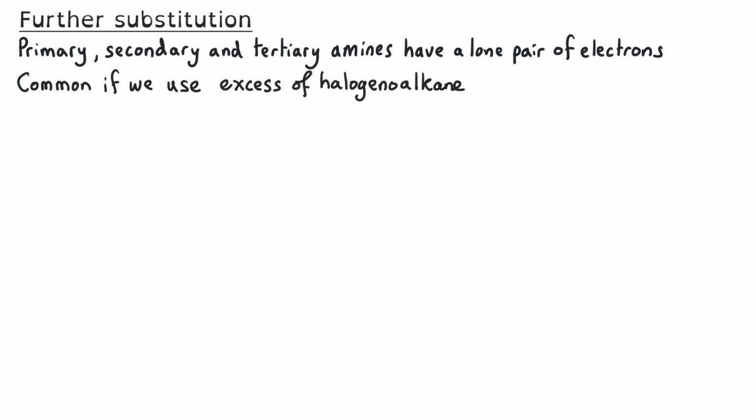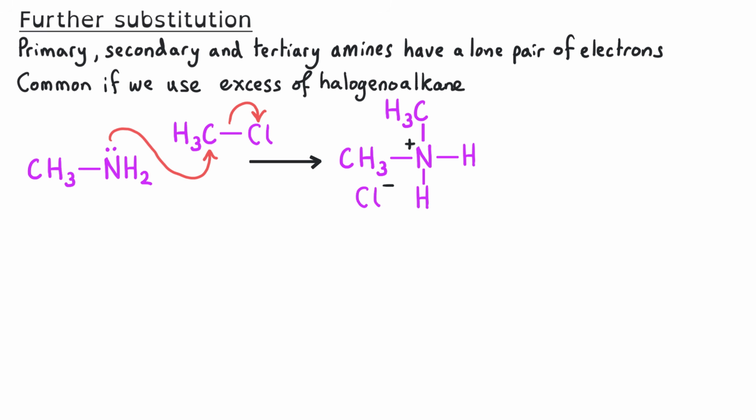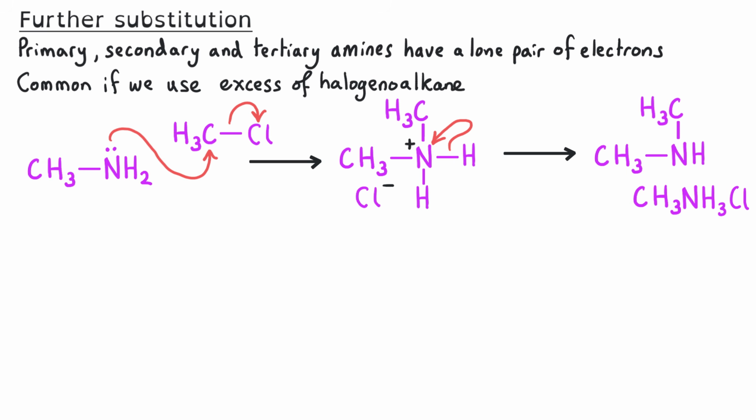This can happen in any reaction, but they are particularly common if we use excess of halogenoalkane instead of excess ammonia. So a primary amine can act as a nucleophile and attack the electron-deficient carbon of a halogenoalkane and form a new bond to it using the lone pair of electrons on the nitrogen. The carbon to chlorine bond will break, leaving us with these intermediates. Again, the nitrogen atom is positively charged, and so a nitrogen to hydrogen bond will break, and we will make a secondary amine product.